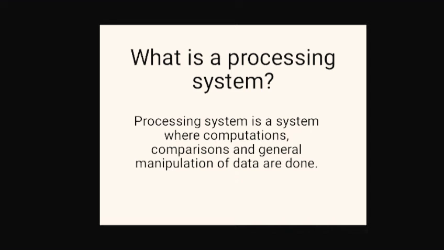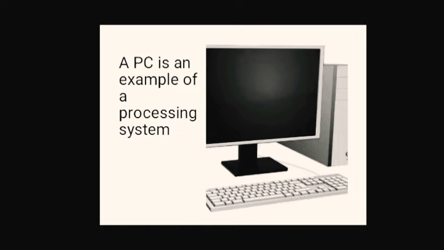Data is not useful unless it is processed by a processing system. That's why our computers are very useful. They help us in manipulation, they help us in processing, they help us in computing our data so that we can get information from this data. A good example of a processing system, like I said, is a PC. A PC is our personal computer. Yes, personal computer is PC.